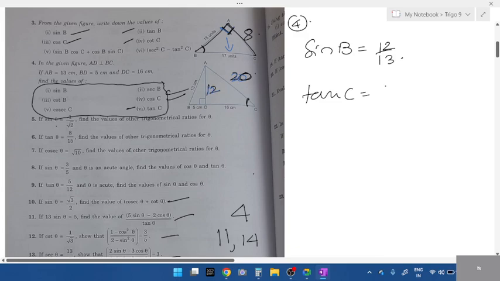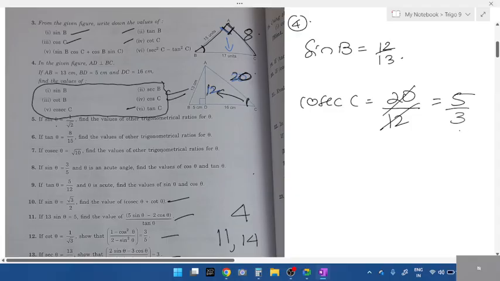Where is tan? No, no, not tan C. Tan C, I think I did. What is cosec C? Cosec formula? Hypotenuse by perpendicular. Where is hypotenuse? Which is hypotenuse? C is in the second triangle, right? 20. Perpendicular means? Yes, perpendicular meaning is opposite. 20 by 12. It goes in 4 times table. 4 5s are 20, 4 3s are 12.